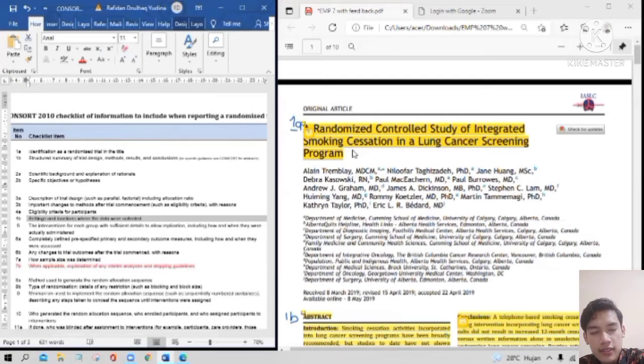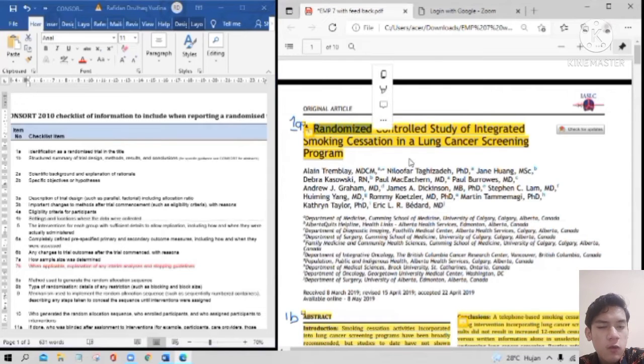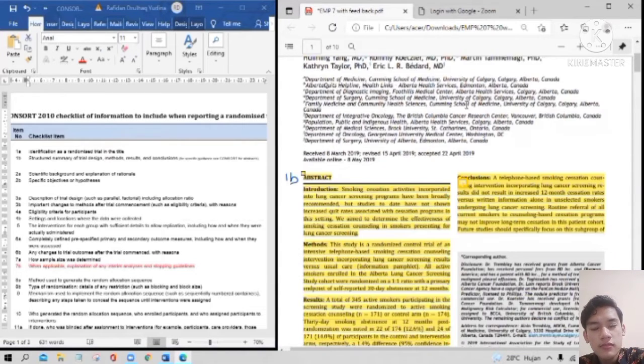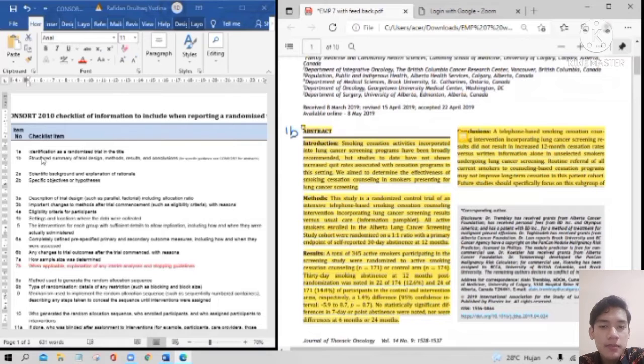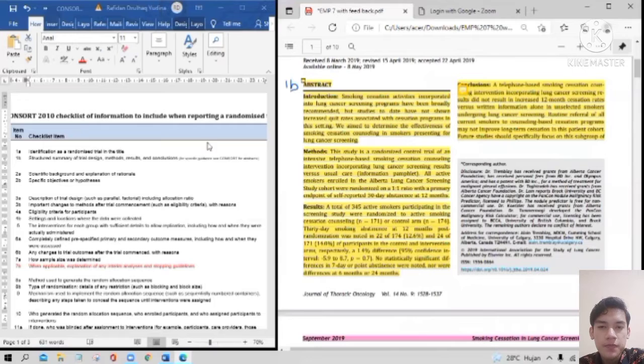Okay, in the title, you can see there is the word randomized. So, for the next item, 1B, structured summary of trial design, method, result, and conclusion. In this article, the abstract is structured, with method, result, and conclusion too.